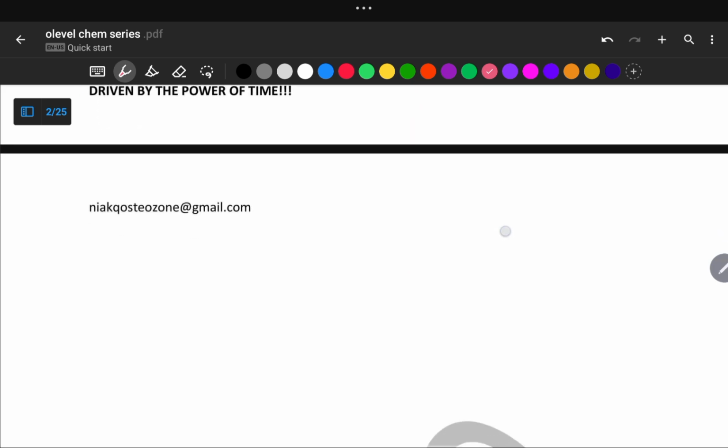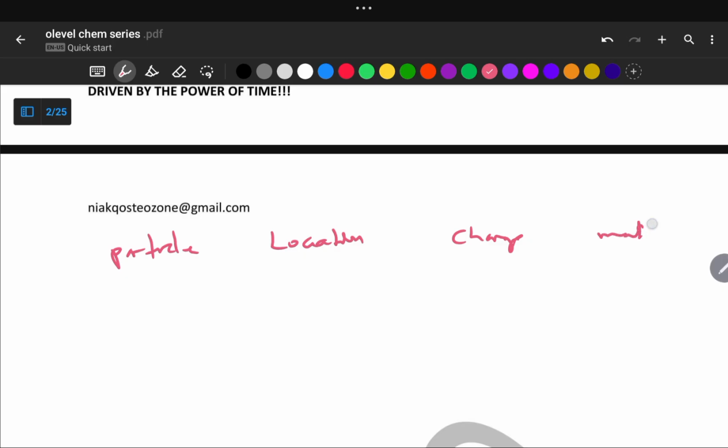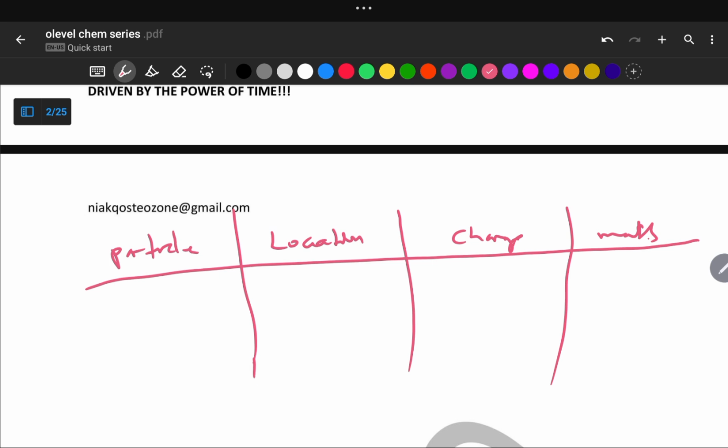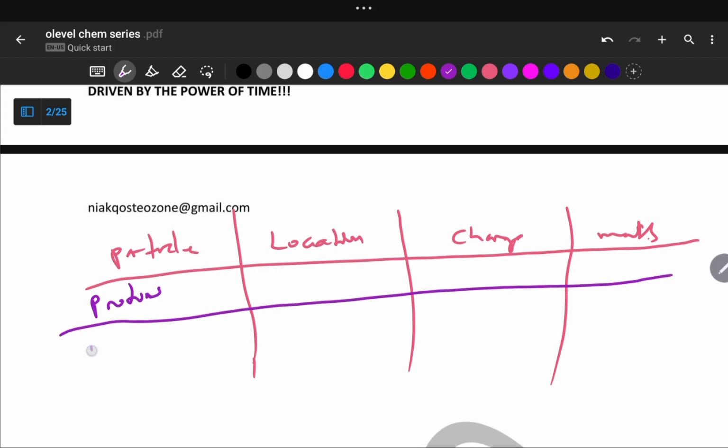We have what we call the subatomic table. Let us say this is our subatomic table. We are going to have the particle, the location, the charge, and the relative mass. We are starting with the protons, then going on to the neutrons, and lastly the electrons.